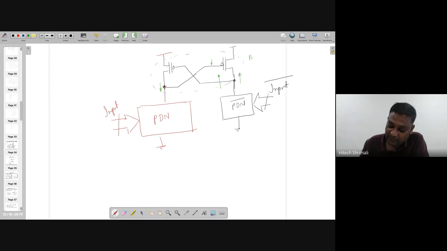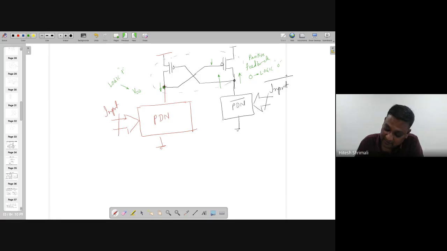So it's a positive feedback, and definitely because of positive feedback, it's going to have regeneration, and one of the outputs will go to VDD, while the other will go to 0. Or you can say that one is logic 1 and one is logic 0. So this is logic 1 and this is logic 0. Right. So in that case, this is a positive feedback.